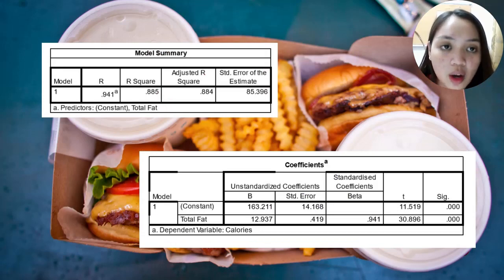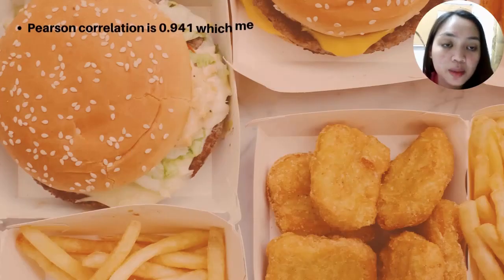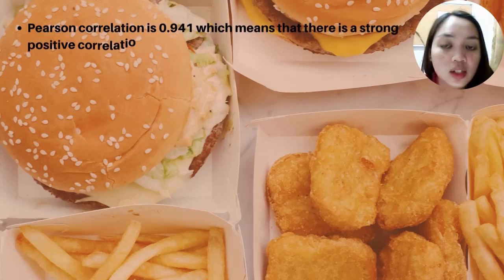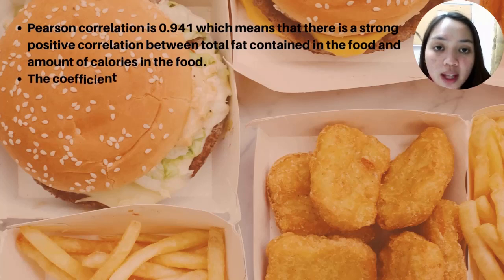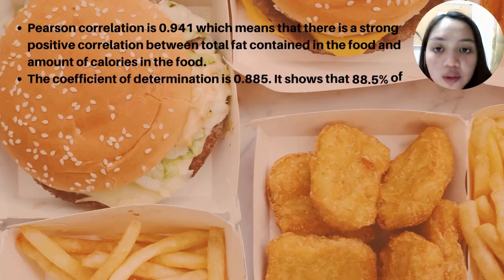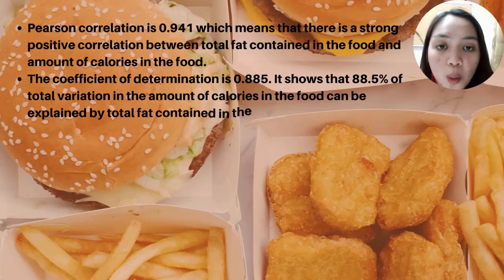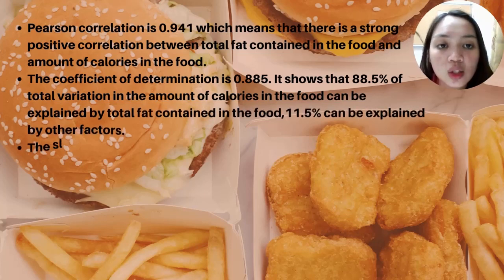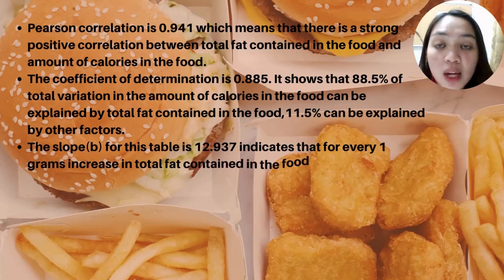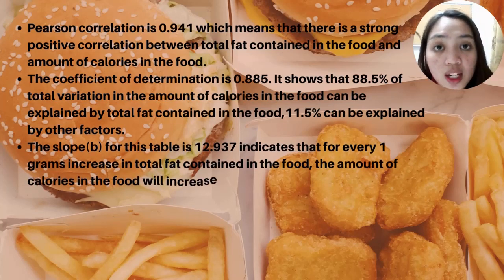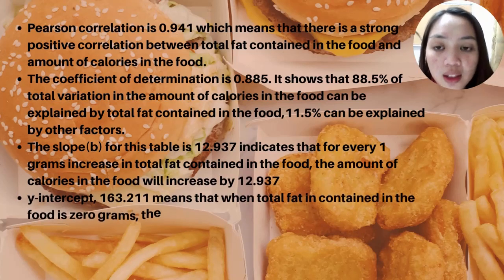This is the SPSS output, from which we can interpret a lot of things from the table. Based on the SPSS output, the Pearson correlation is 0.941, which means that there is a strong positive correlation between total fat content in the food and amount of calories in the food. The coefficient of determination shown in the table is 0.885, which shows that 88.5% of total variation in the amount of calories in the food can be explained by the total fat content in the food. Meanwhile, the 11.5% can be explained by other factors.